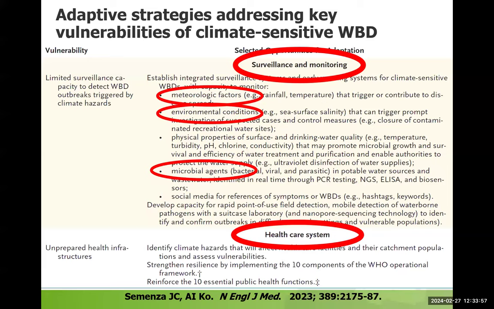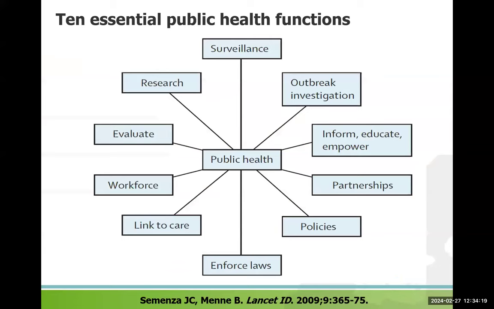And obviously, we can also improve our healthcare system as a strategy to improve our response to these kind of threats. And the thing we want to consider here are the 10 components of the WHO operational framework to improve the healthcare system, or the 10 essential public health functions. And here are the 10 essential public health functions. So we are talking about surveillance, outbreak investigations. We need to inform communities, educate communities, and empower them. We need to build partnerships with a number of stakeholders in society to bring them to the table.